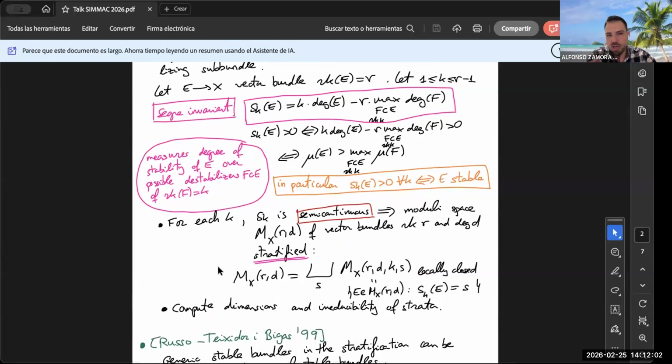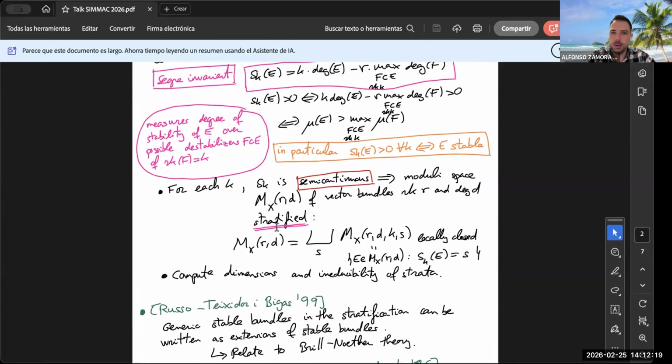Moreover, they prove a series of results. They show that for each of these ranks, the function Sk is semi-continuous. So when we have a family of vector bundles varying over a base, that function is semi-continuous, which allows us to stratify the moduli space into different strata labeled by the different values this invariant is achieving.